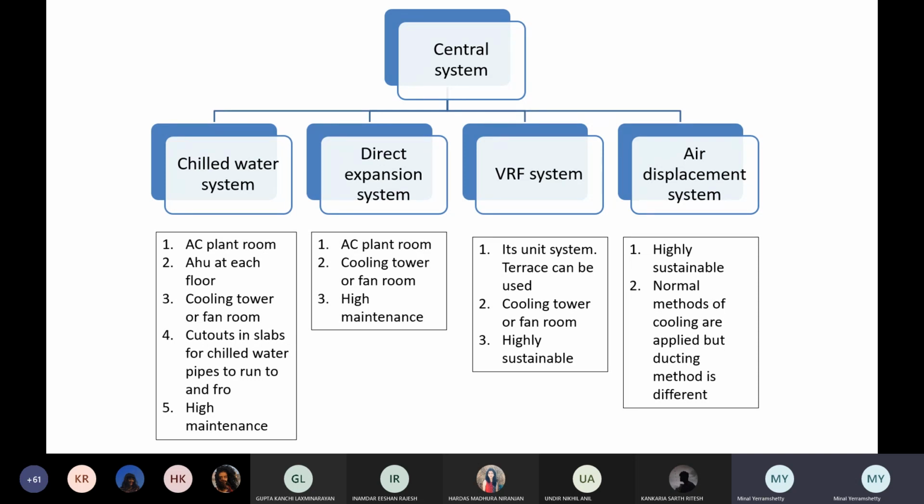So now, what is a chill water system? I already showed you the diagram, the AHU one. In chill water, your AHU is a very important part, element, system part, okay.